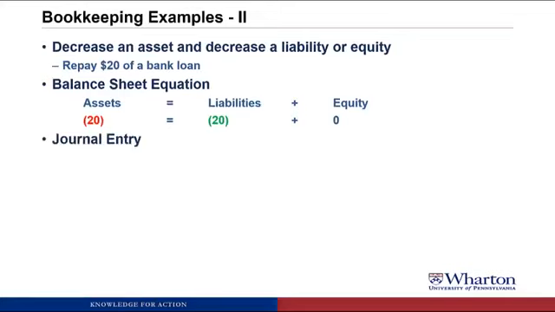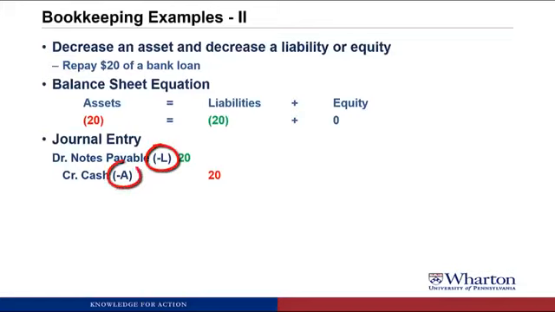For the journal entry, we're going to debit notes payable for 20. We need a liability to go down. Liabilities have credit balances. We reduce a credit balance with a debit, so debit notes payable 20. Then we're going to credit cash for 20. Cash is an asset. Assets are debit balances. We reduce a debit balance account with a credit. So a credit to cash for 20 will reduce it. And notice I have minus L and minus A in parentheses to indicate that these two are reducing liabilities and assets.